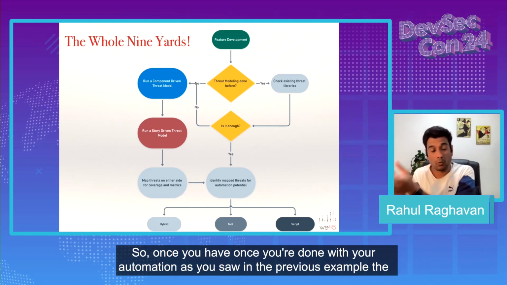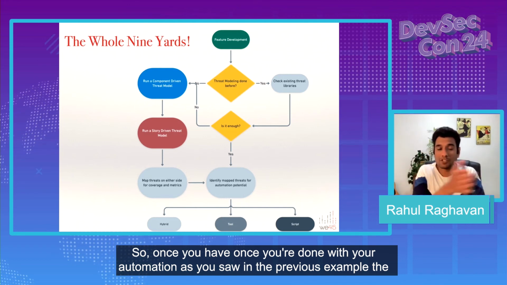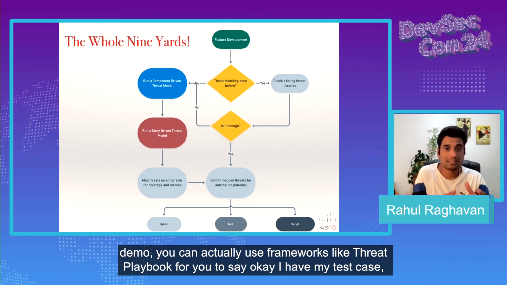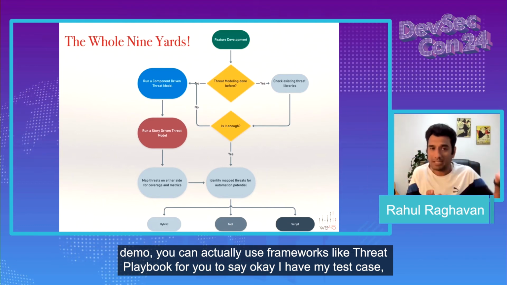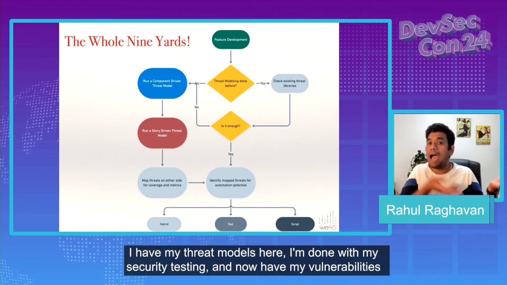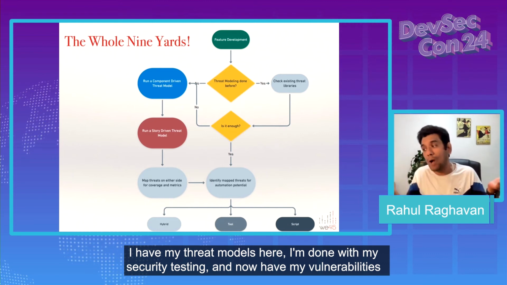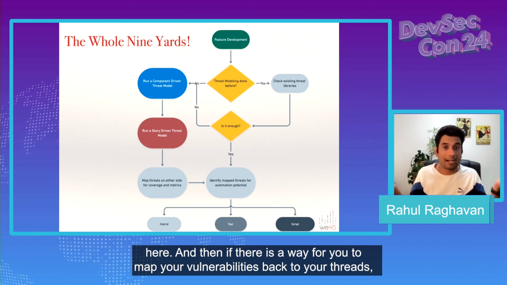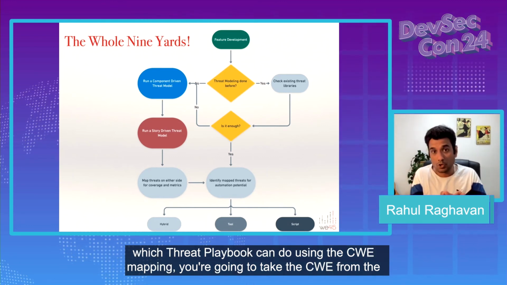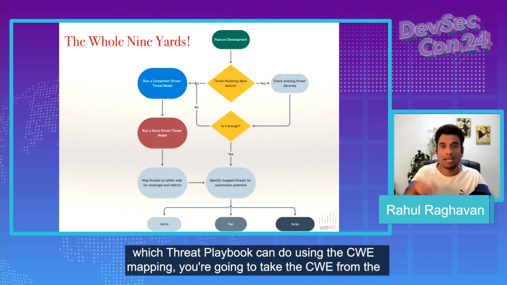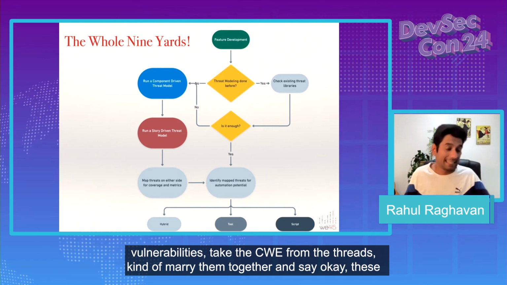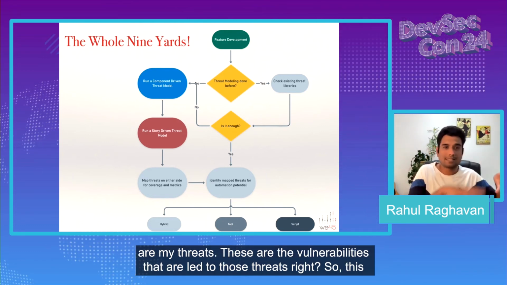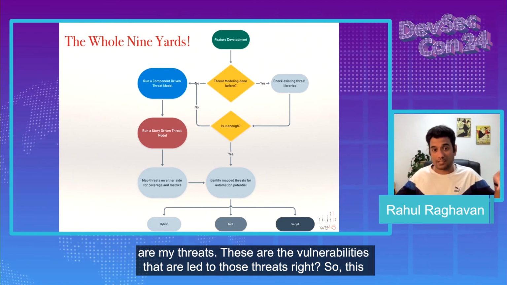So once you're done with your automation, as we saw in the previous example in the demo, you can use frameworks like Threat Playbook to say, okay, I have my test cases, I have my threat models here, I'm done with my security testing, and I now have my vulnerabilities here. And then there's a way for you to map your vulnerabilities back to your threats, which Threat Playbook can do using the CWE mapping. You take the CWE from the vulnerabilities, take the CWE from the threats, and marry them together and say, okay, these are my threats. These are the vulnerabilities that have led to those threats, right?